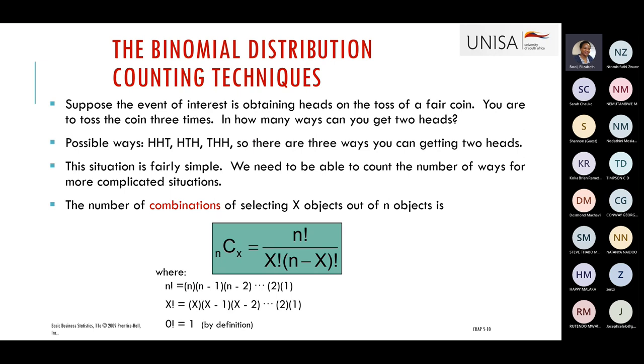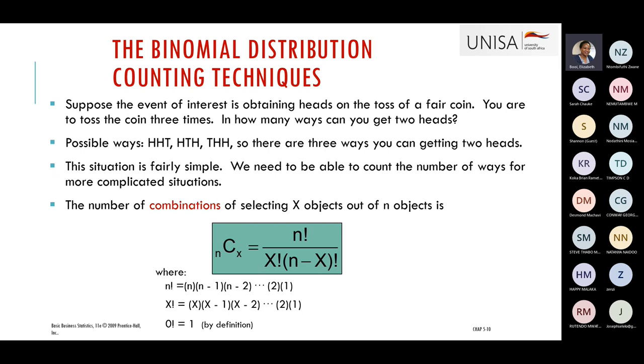So suppose the event of interest is obtaining heads on a toss of a fair coin. You are to toss the coin 3 times. And if we need to find out in how many ways we can get 2 heads, the possible ways will be a head and a head then a tail, or a tail and a head and a head, or a head, a tail, and a head. So those 3 coins can have those scenarios. There are 3 ways that you can get 2 heads.